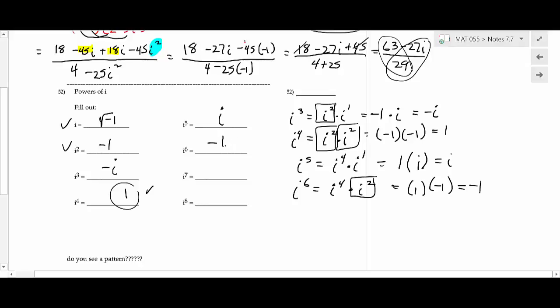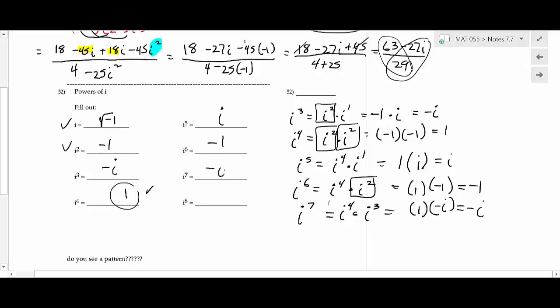It looks like we're starting to repeat ourselves. We got a negative 1, negative 1. Let's see if the next one's negative i. Let's find out. If I do i to the 7th, again I'm going to break this up into i to the 4th and what? i to the 3rd, good. i to the 4th is 1, and i to the 3rd we already found to be negative i, so you're going to get negative i.